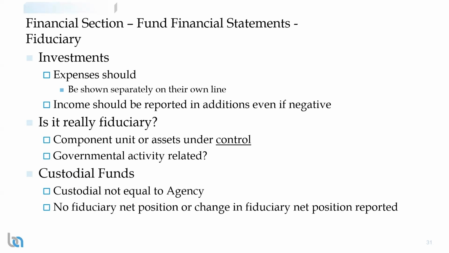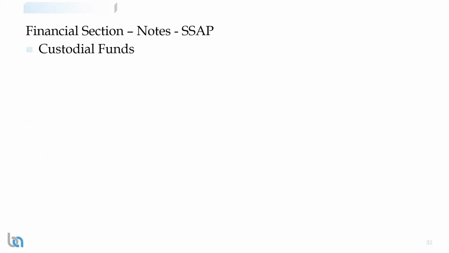So custodial funds are not exactly the same as agency funds. They probably replaced a lot of your agency funds, but they're not the same. They do report fiduciary net position, and they'll also have a schedule of changes in fiduciary net position. So it's not going to be every single time that your assets equal liabilities and you have zero fiduciary net position. If you do have a situation like that, you want to probably evaluate it to see if that's really correct or not. All right.